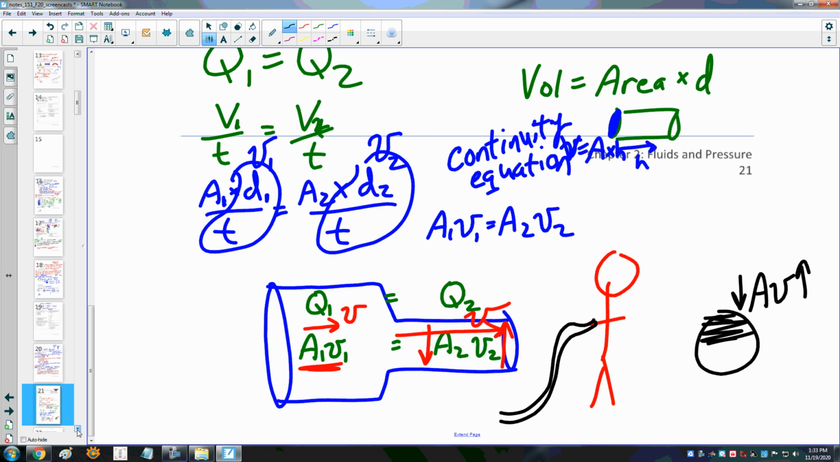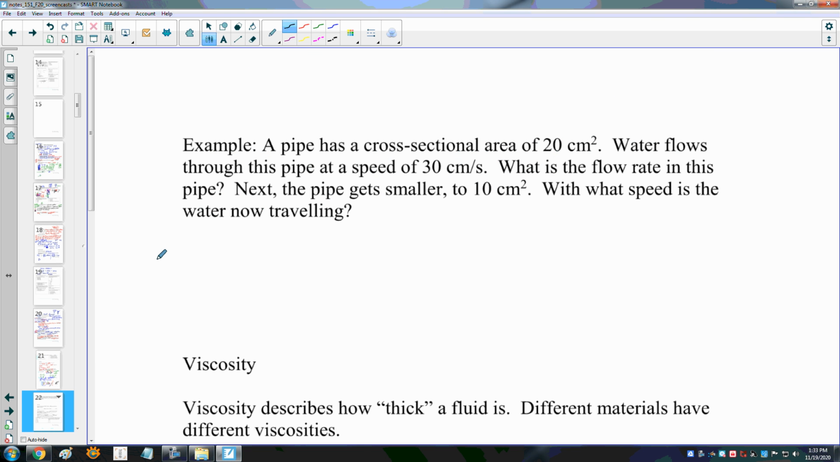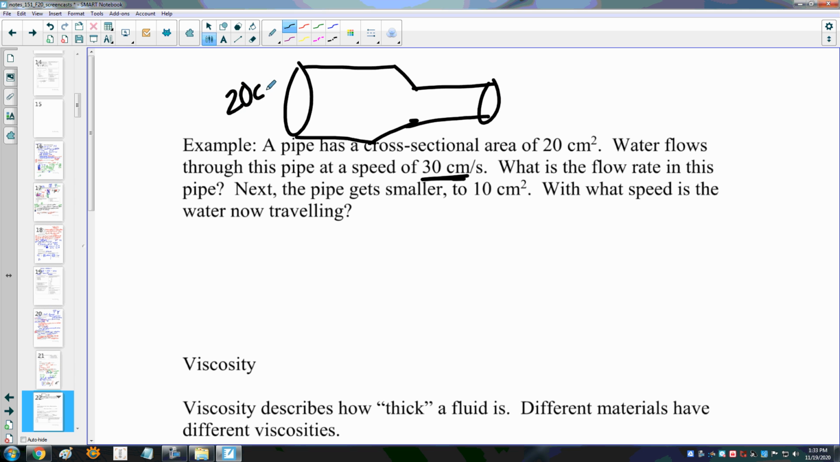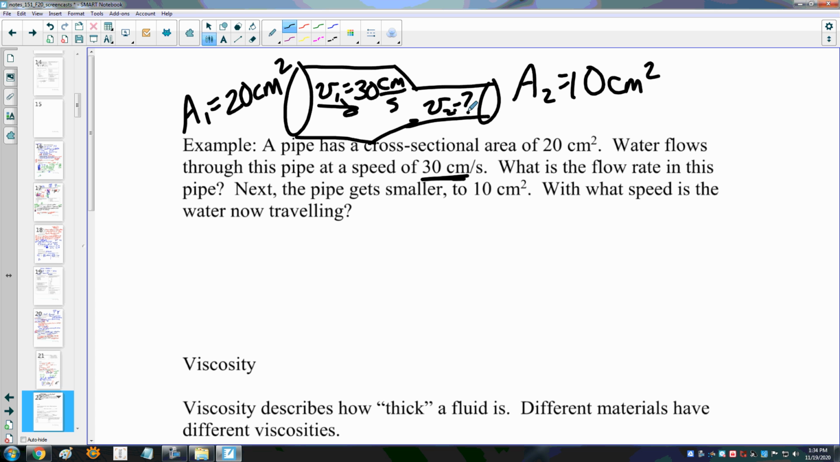Let's take just another second. We're going to do an example. If a pipe has a cross-sectional area of 20 square centimeters and water flows with this speed, what is the flow rate in the next pipe if it gets smaller to 10 centimeters squared? I'm going to draw a picture here. It helps us to think about it. All right, so I start at 20 centimeters squared. That's A1. A2 is 10 centimeters squared. V1 equals 30 centimeters per second, and I want to know what V2 is equal to.